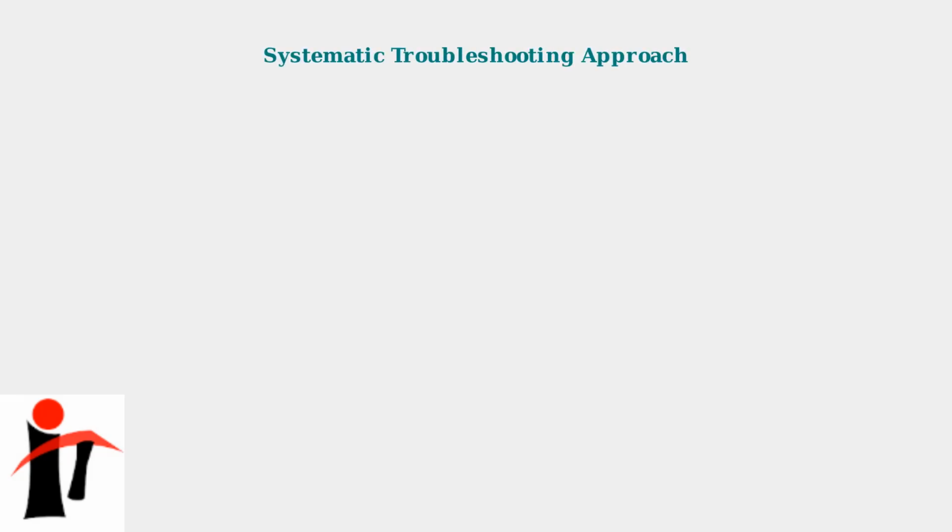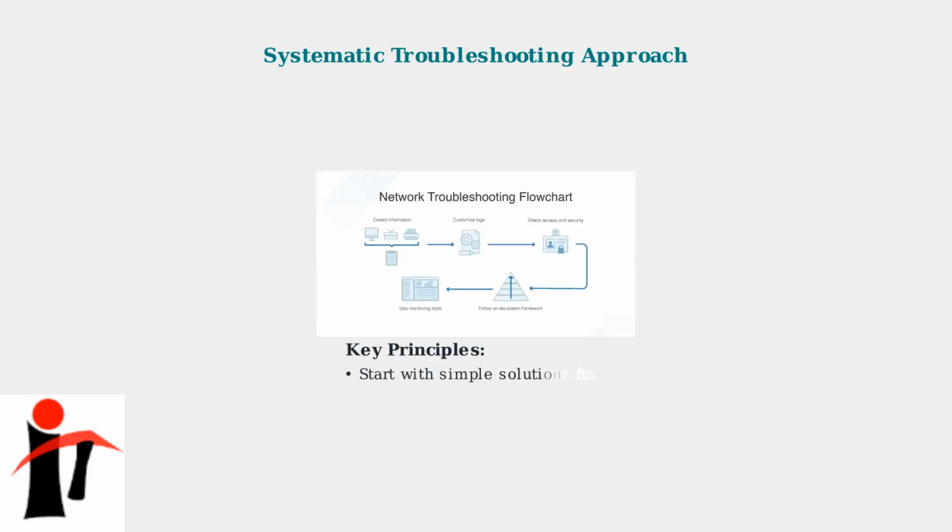For persistent issues, follow a systematic troubleshooting approach. Start with the simplest solutions first, document what you've tried, and escalate to Meta support if basic fixes don't work. This methodical approach saves time and helps identify the root cause more effectively.